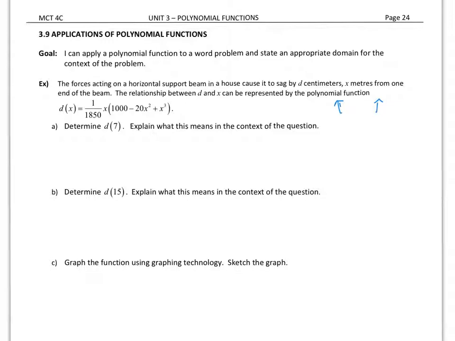First part here says determine d at 7 and explain what this means in the context of the question. So we're replacing the x with 7, and if we look at what x is defined as, it's x meters from the end of the beam. So if you have your beam in your house, ideally it's totally horizontal, but as forces get applied, it might sag a little bit.